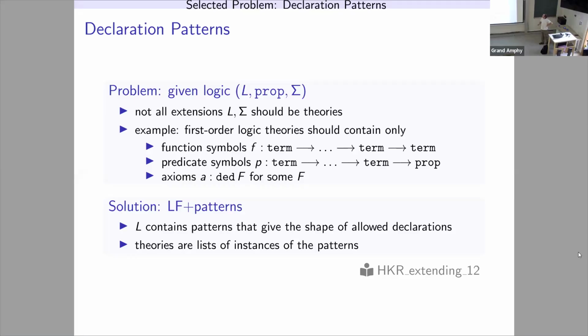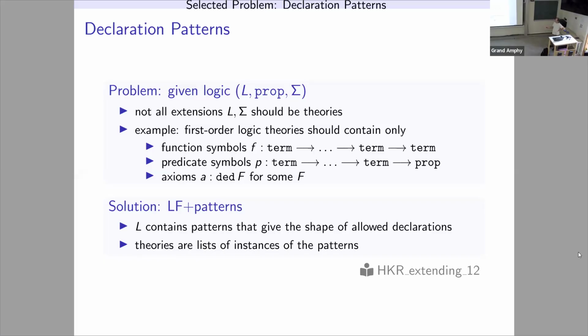So I've so far always said that the theories of a logic L are the extensions sigma of L. So we start with our formulation of first order logic, and say all the extensions, those are the theories of first order logic. But actually, we only want some extensions. Typically for first order logic, we want these.